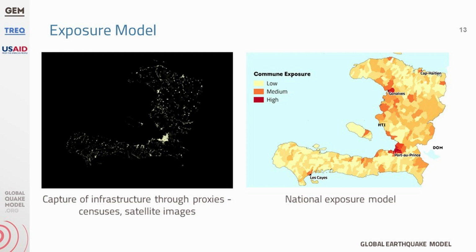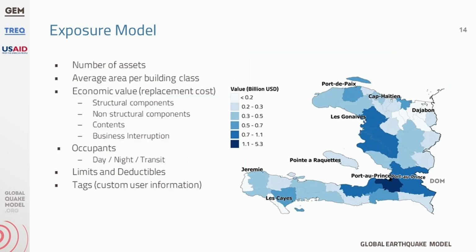There are other tools and databases, such as national population and housing censuses, or information obtained through remote sensing, such as satellite images. These can help to determine the level of exposure at a national and subnational level. For example, here we see an exposure model for Haiti developed with census and satellite information to determine exposure at the commune level. An exposure model at this scale can be used to determine high-risk regions where it is worth investing in detailed research or risk mitigation measures at the local level.